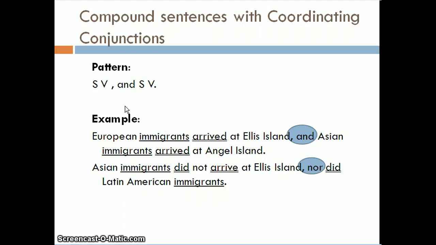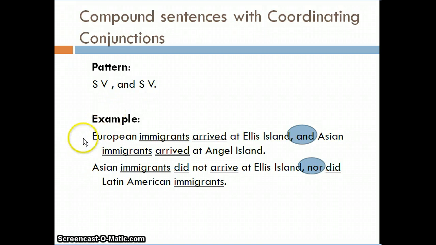If we use a coordinate conjunction to connect two independent clauses to form a compound sentence, we must use a comma before the coordinate conjunction. So we're going to follow this pattern: subject, verb, comma, then the coordinate conjunction, then another subject and verb. And of course, we have to end our sentence with a period. And remember that each of these clauses has to be an independent clause. It must have a complete thought, so it could stand alone as a sentence by itself.